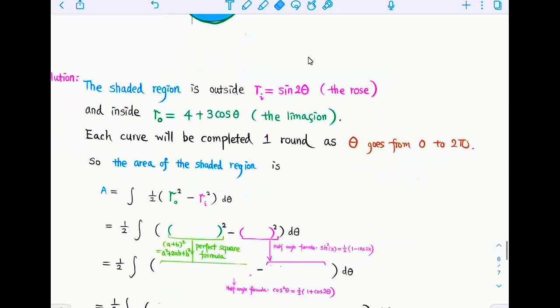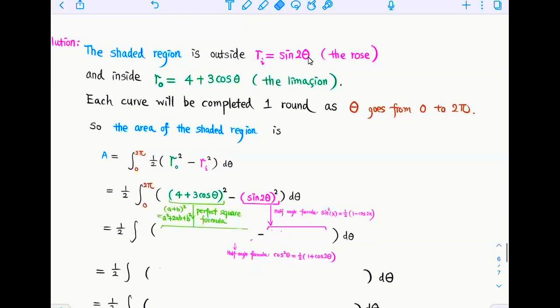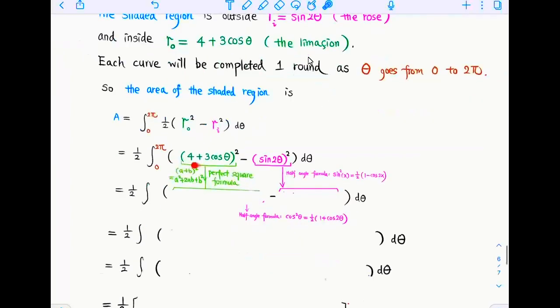So we're going to use this formula, right? Now we just need to put down the corresponding theta. Theta goes from 0 to 2 pi, and use this formula. The outer curve is this one. The inner curve is this one. Now this one here, you use the perfect square formula to expand that, right? And notice that again, you come up with this cosine squared theta. So again, you use a half angle formula. You use it again and again when we do integrals of polar curves, okay?